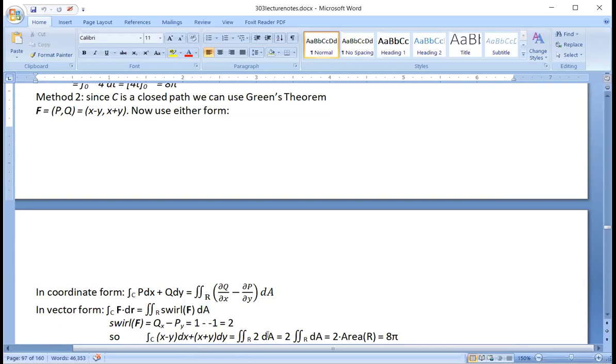Now this simplifies really, really nicely because 2 is a constant, so we can just factor it out. So you get 2 times the double integral over the region of dA. And we know that the double integral of dA just means the area of the region. The area of the region, it was a circle of radius 2, so that's just pi times 2 squared, which is 4 pi, times the constant 2, and you just get 8 pi.